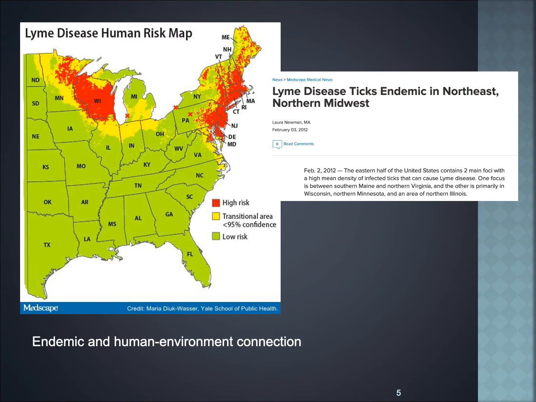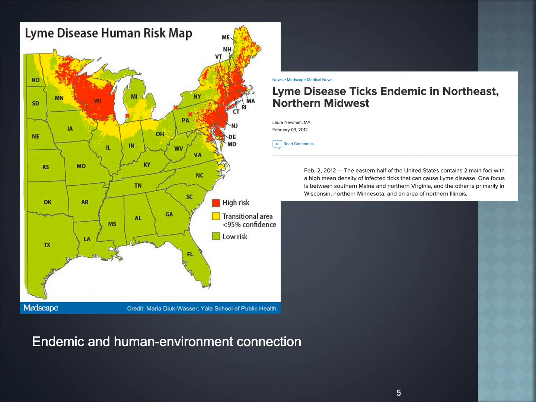We also want to think about diseases that are endemic with non-human populations. So this is showing us the Lyme disease human risk map on the left, as well as an article title, Lyme disease ticks endemic in Northeast, Northern Midwest. If we start with the title of the article, what they're telling us is that if there is a population of ticks that have Lyme disease and it stays within that population, it's always there, it never goes away.